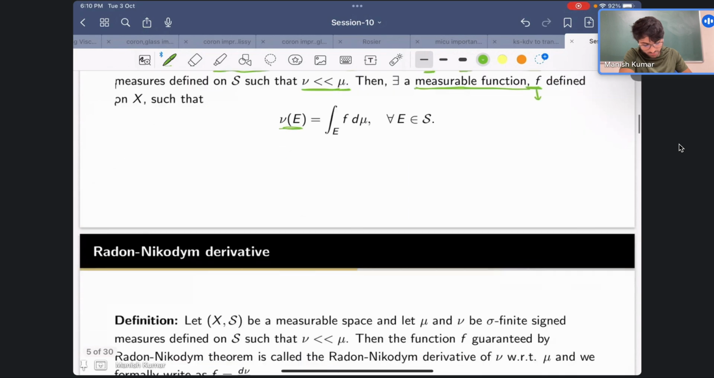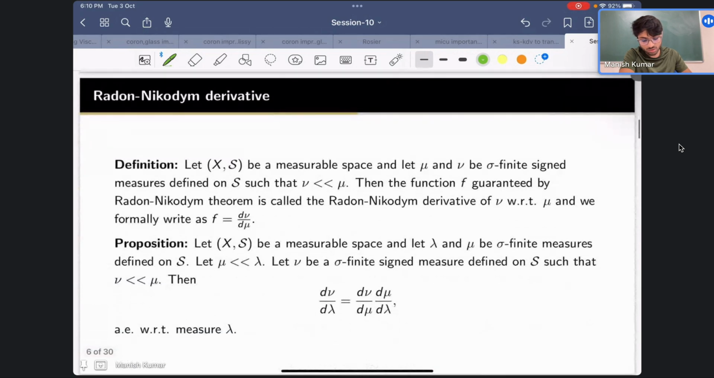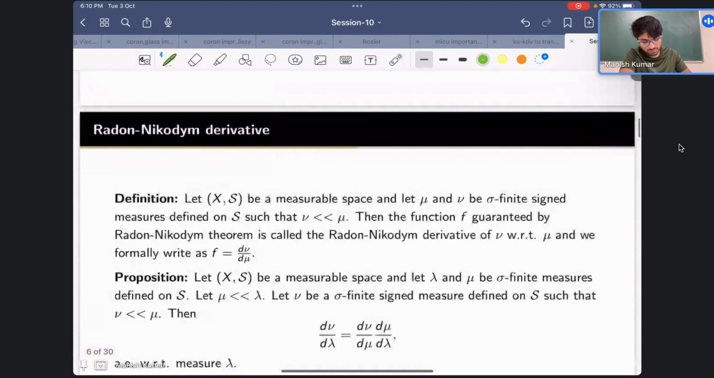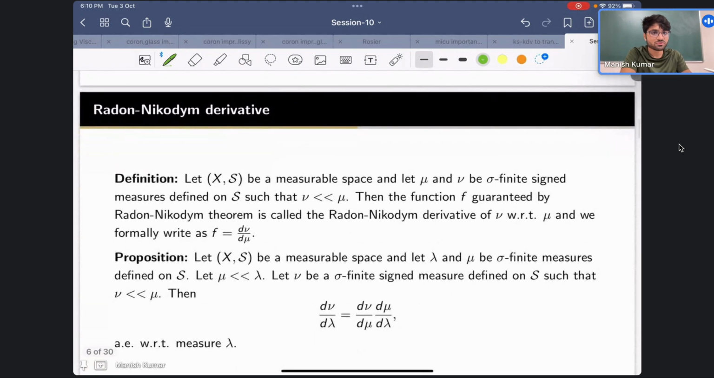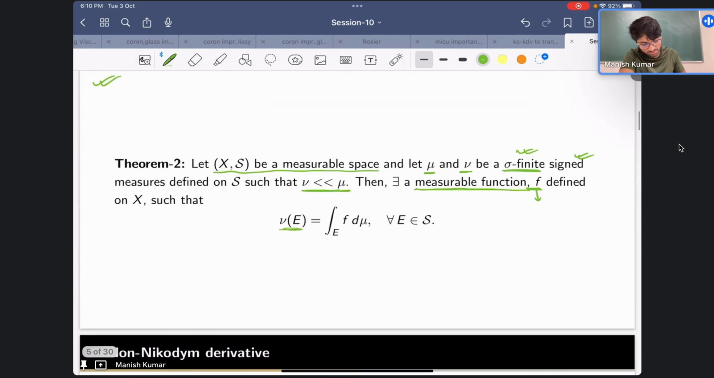Now we'll move to the concept of the Radon-Nikodym derivative. You have seen so far that if you have two sigma finite signed measures, nu and mu, such that nu is absolutely continuous with respect to mu, then from this theorem there exists a measurable function f such that this happens. So try to look at this one, nu of E. Let me just compare it with this one.